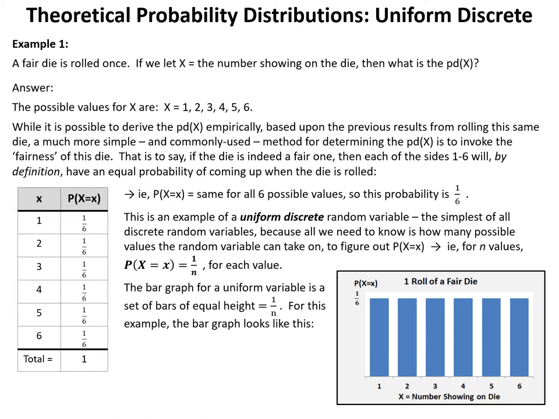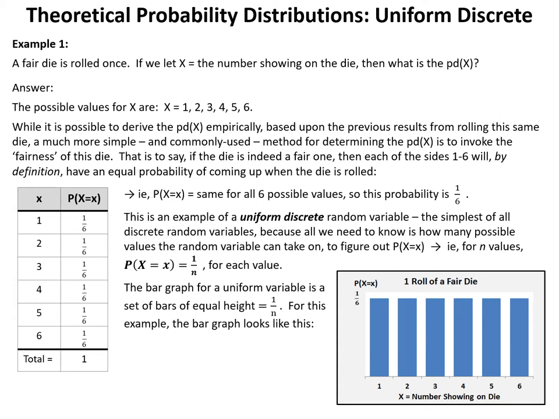This is an example of a uniform discrete random variable, which is the simplest of all discrete random variables, because all we need to know is how many possible values the random variable can take on in order to figure out the probabilities. In other words, for n values, the probability that X equals little x equals 1 over n for each value. The bar graph for a uniform variable like this is a set of bars of equal height equal to 1 over n. For this example, the bar graph looks as follows, and we see the bar graph on the bottom right of the slide. We simply have the values of X 1 through 6, and the probability for each of these, the height of the bars, is 1 over 6.